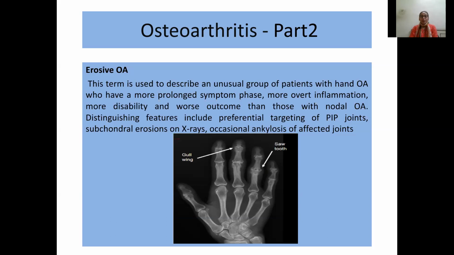So this is the picture showing erosive arthritis, with erosion of the interphalangeal joint. See, there is a term written, gull wing. Because of the erosion, the margins of the phalanges look like the wings of a seagull bird, and there is an uneven surface of the interphalangeal joint that gives the appearance of a sawtooth. So this is the diagram showing erosive osteoarthritis.